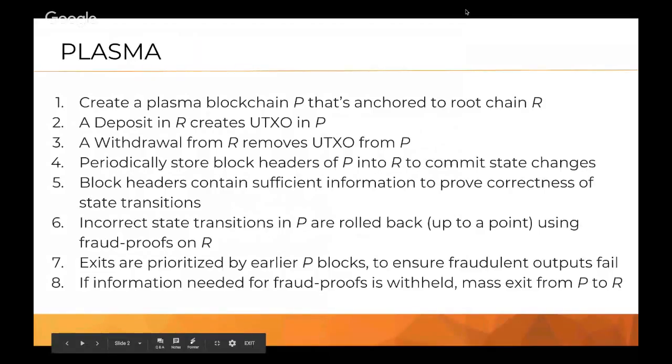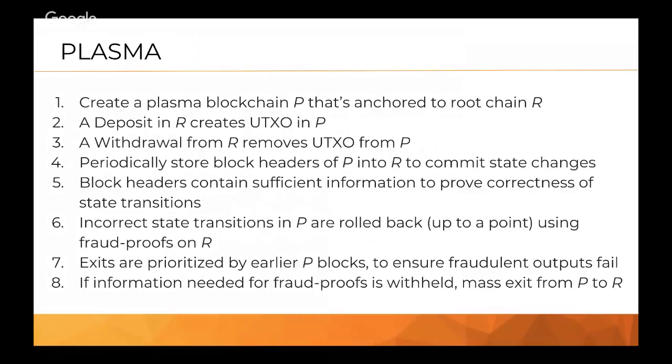All right. So, what exactly is plasma? Plasma is a breakthrough by Vitalik and Joseph Poon, and it's a scaling solution among the many scaling solutions that we have. But I think even compared to sharding and some of the other things they are doing, plasma is going to be big. Essentially, it boils down to these 8 steps.